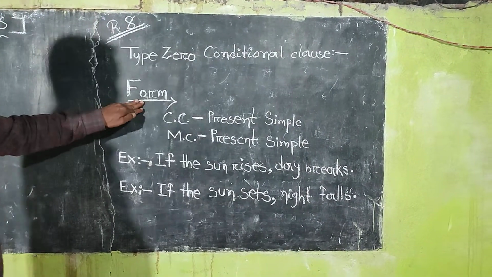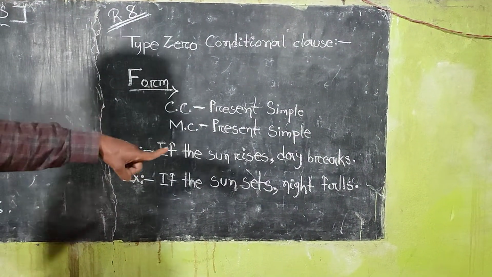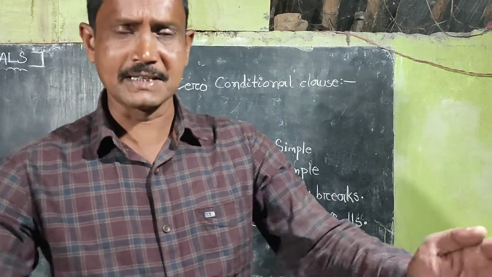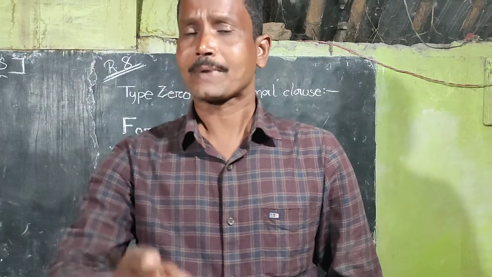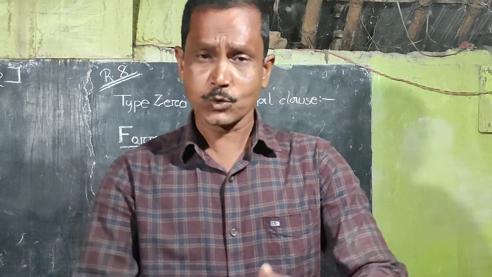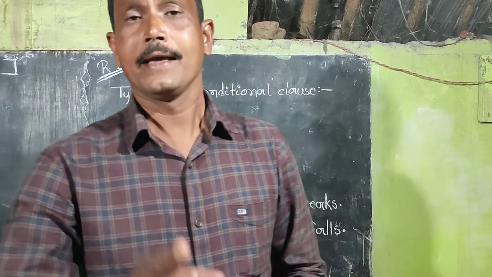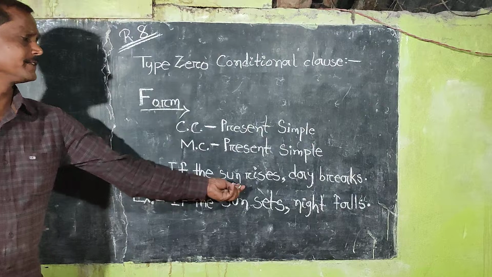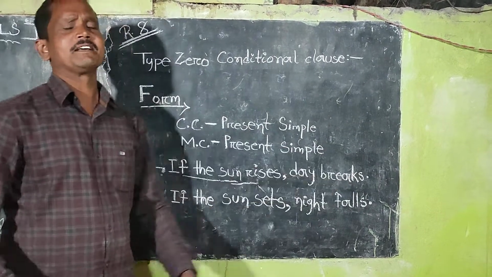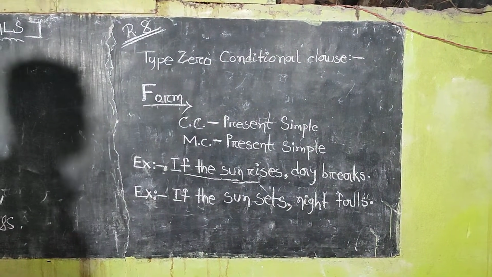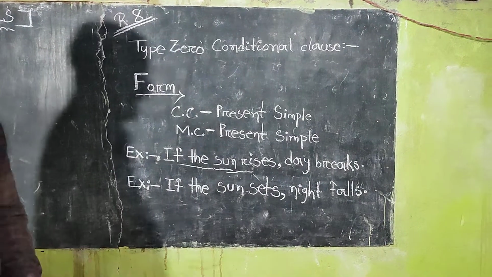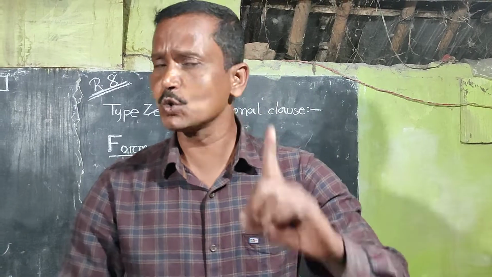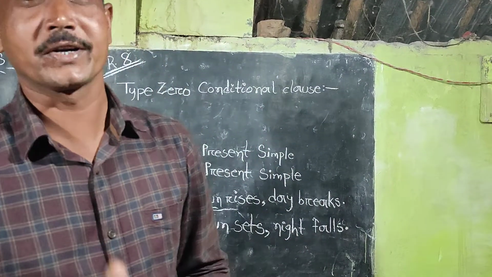So what is the form? The form is CC present simple, MC present simple. That means if we find a sentence in which the conditional clause takes the present simple tense form, and the main clause also takes the present simple tense form, we are sure it is a type 0 conditional. Example: if the sun rises, day breaks. Here both clauses take the present simple tense form. If the sun sets, night falls. Again both clauses take the present simple. These 2 are examples of type 0 conditionals.